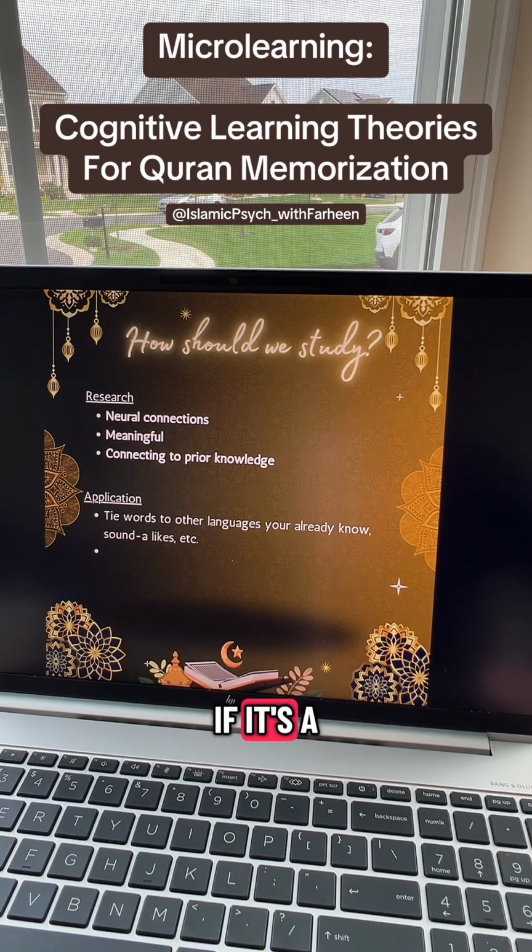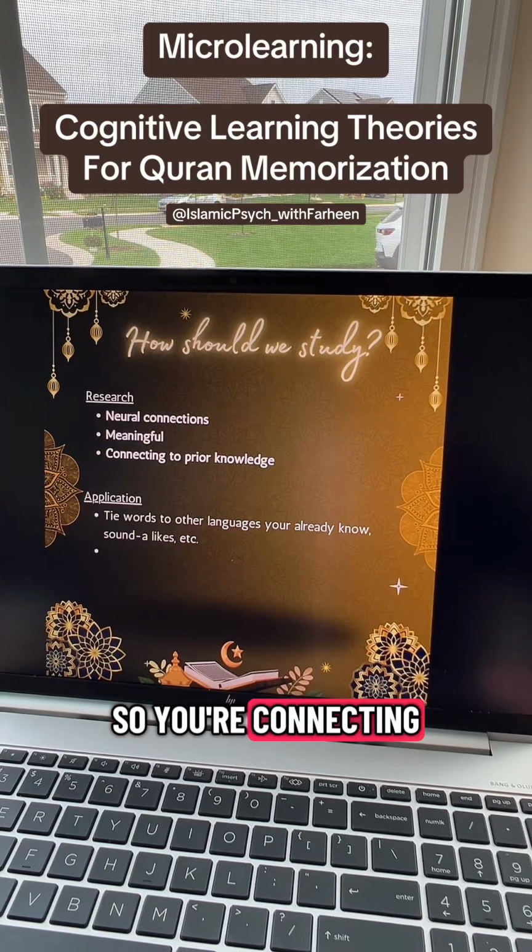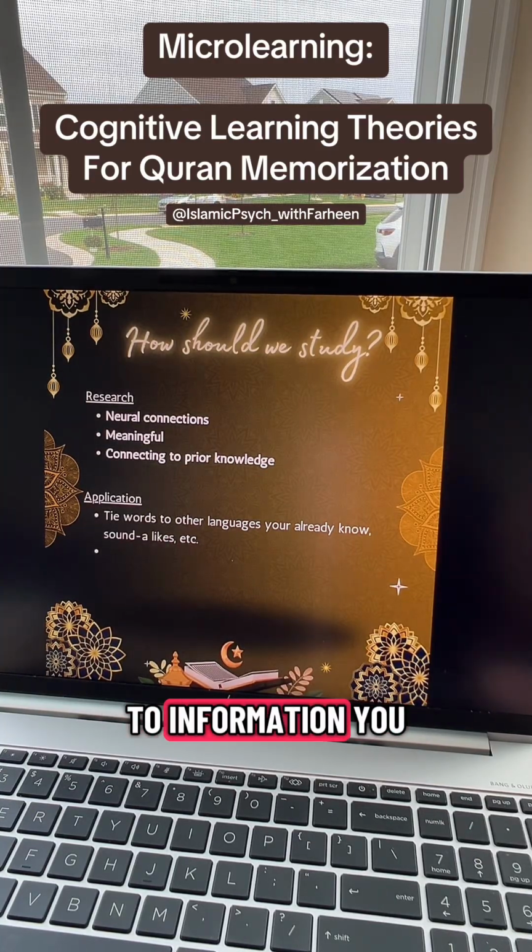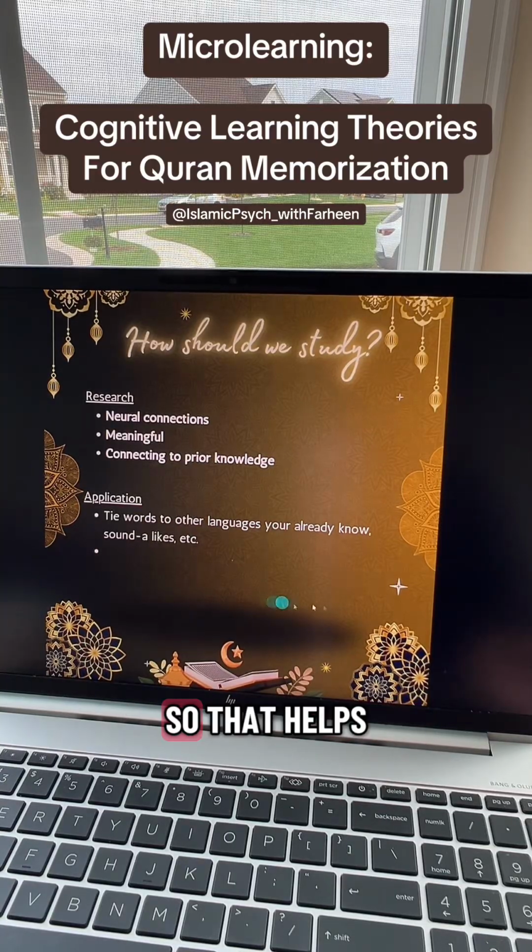So for example, if it's a word that you are studying, let's say we hear the phrase fil ard in the Quran a lot. If we're thinking fi means in, al means the, and ard, what is ard? Oh gosh, what is that? Well, a sound-alike for that would be to connect it to a word you already know in English, which is earth. And so that means in the earth, or in the land, on the land, things like that. So you're connecting your new information to information you already know, your prior knowledge. That helps to also strengthen your long-term memory.